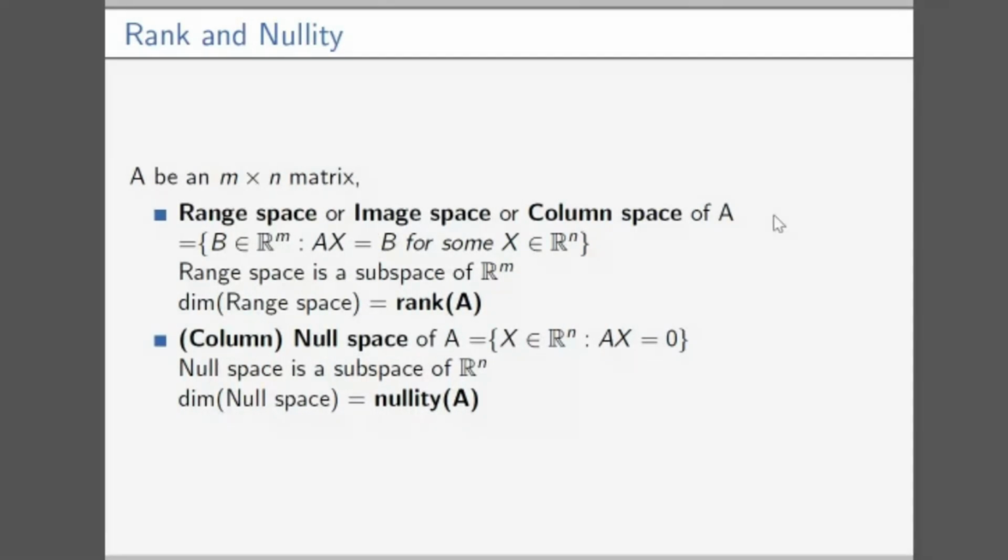The range space is a subspace of R^m, as we can see, it is a collection of elements in R^m. The dimension of the range space is rank A. We already have many definitions for rank A, and this is another similar definition. Next is the null space of A, the set of all x in R^n such that Ax equals the null matrix. It is a subspace of R^n, and the dimension of that subspace is called the nullity of A.